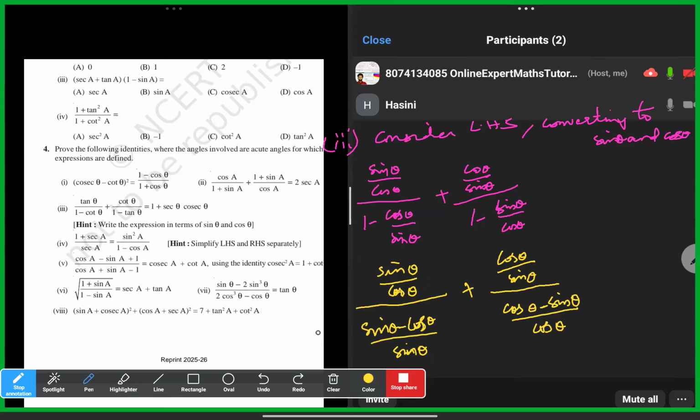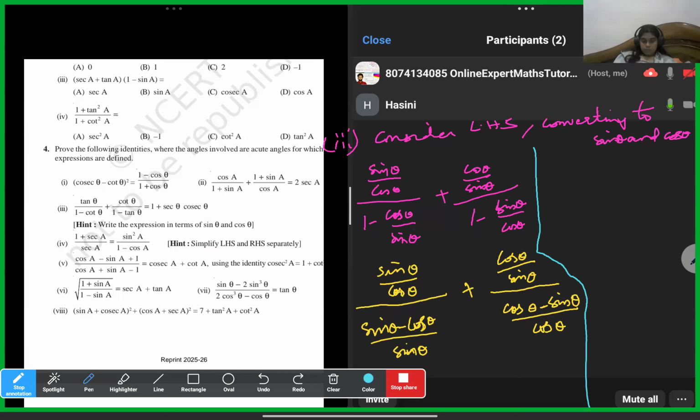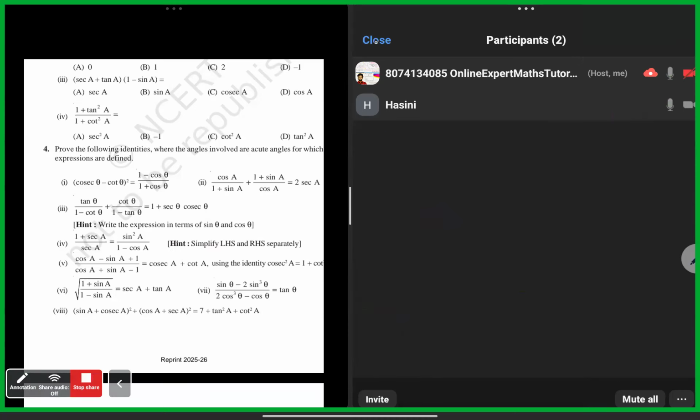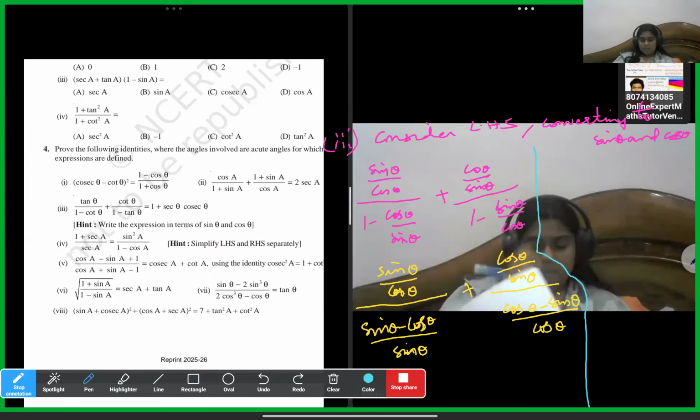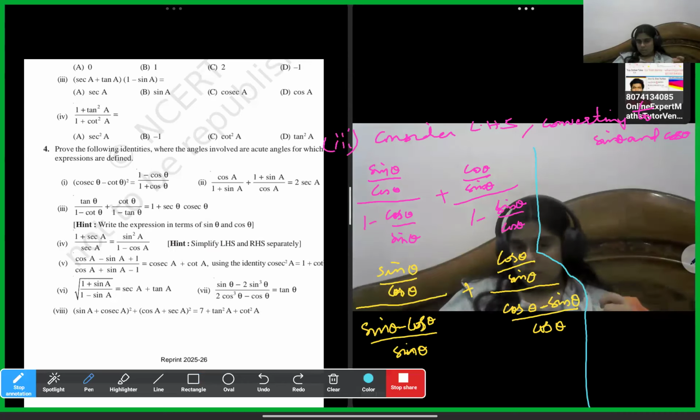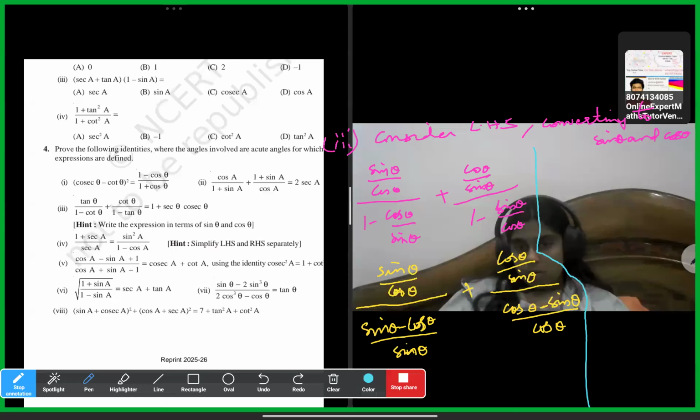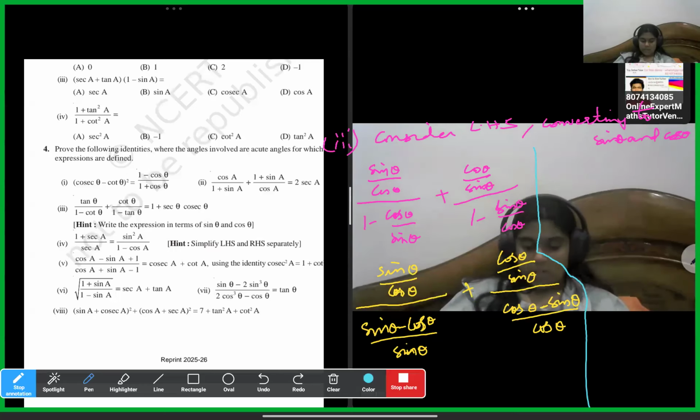So what do I have to write next? Sin theta by cos theta into sin theta by sin theta minus cos theta, plus cos theta into cos theta by sin theta into cos theta minus sin theta.